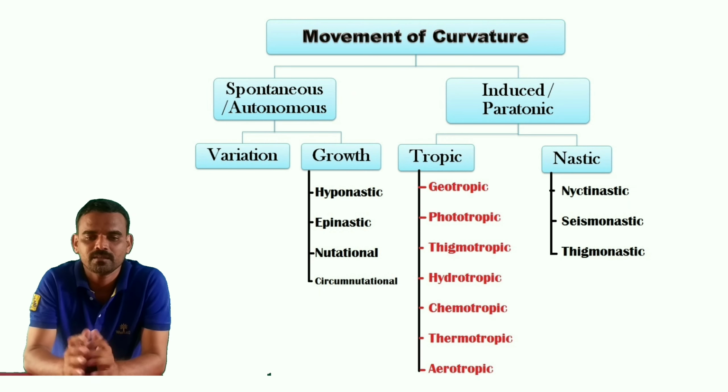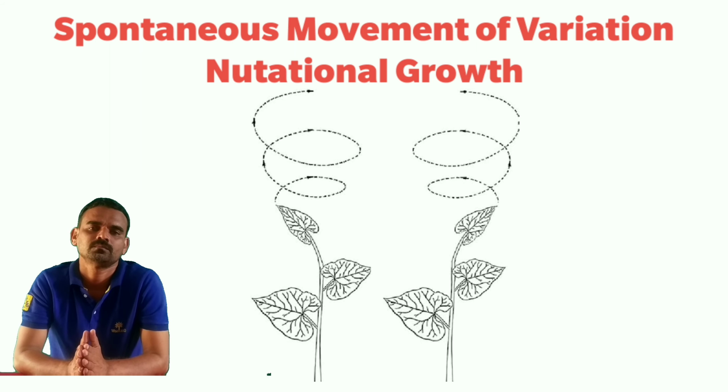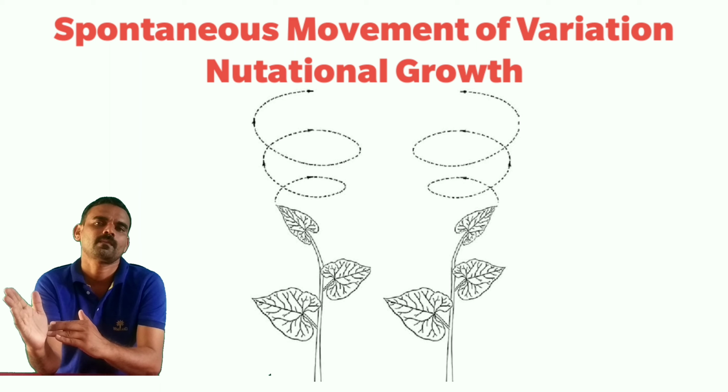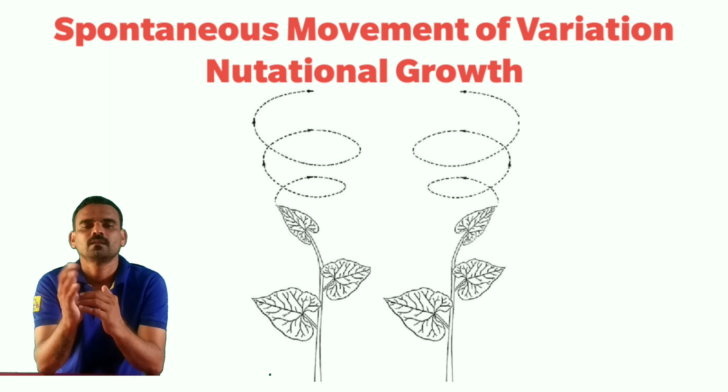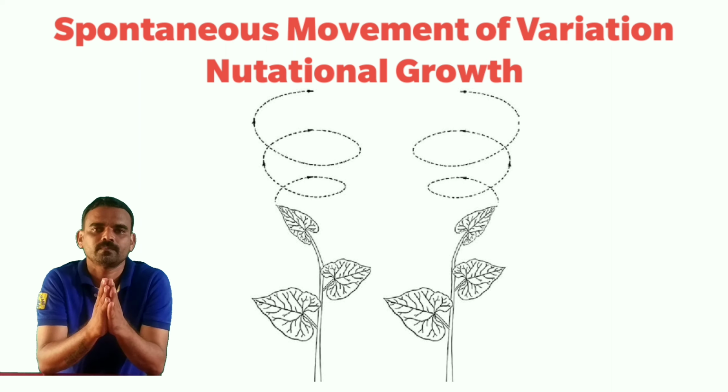Next type, that is the nutational growth. In case of nutational growth, the growth is taking place in zigzag manner. At a certain period, the growth is maximum towards one side and it will change to maximum towards the other side after some time. In this way, there is a change in the growth pattern of that particular plant in nutational type of growth movement.